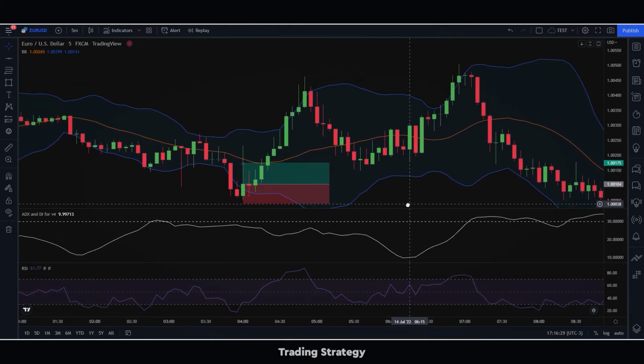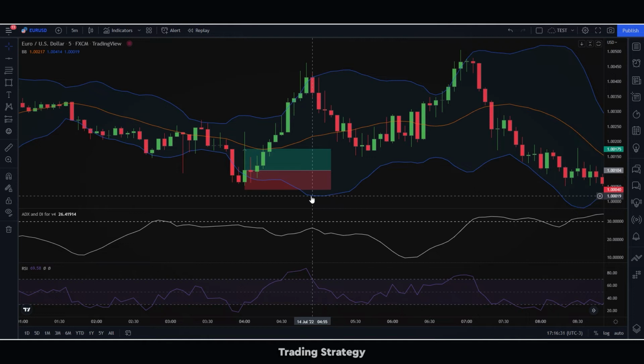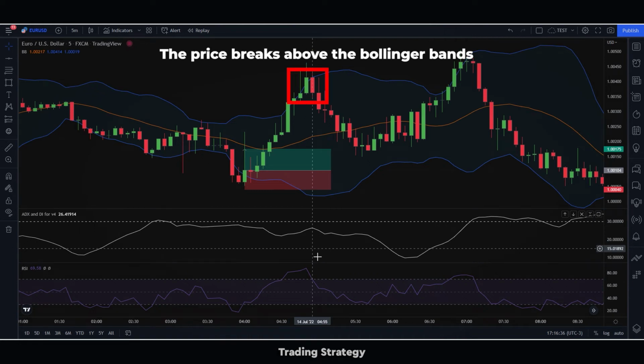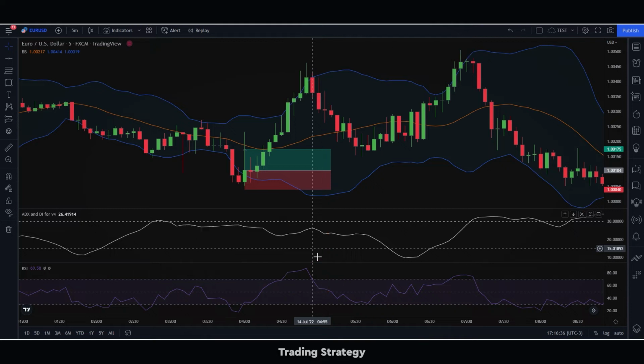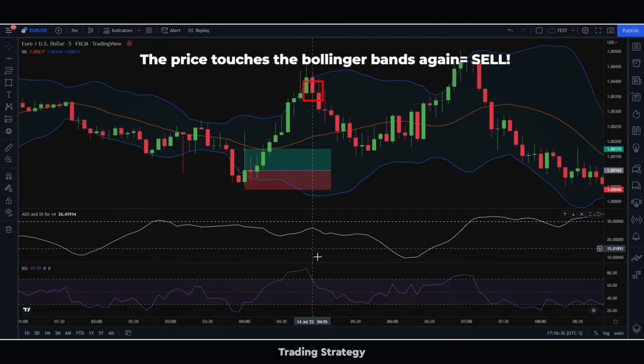To carry out a sell operation, we will wait until the price is not in a very volatile situation. We will then wait for the price to break above the Bollinger Bands, and the RSI is above 70, and the ADX is below 30. If this is true, we will wait for the price to touch the Bollinger Bands again to carry out the sell operation.